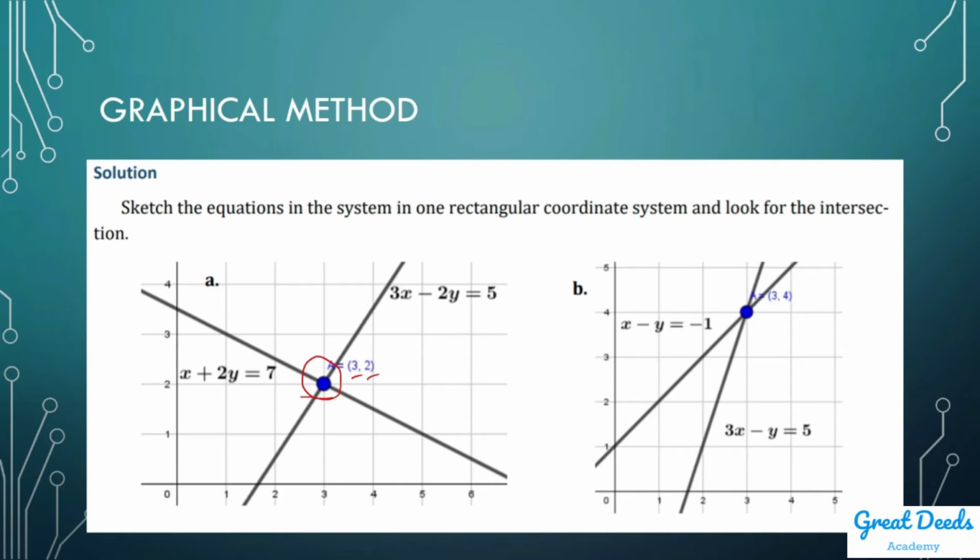Let us go to letter B. Your system contains these two equations: x minus y is equal to negative 1 and 3x minus y is equal to 5. You sketch the graph and look for the point of intersection. That is the solution. The solution is x is equal to 3 and y is equal to 4.